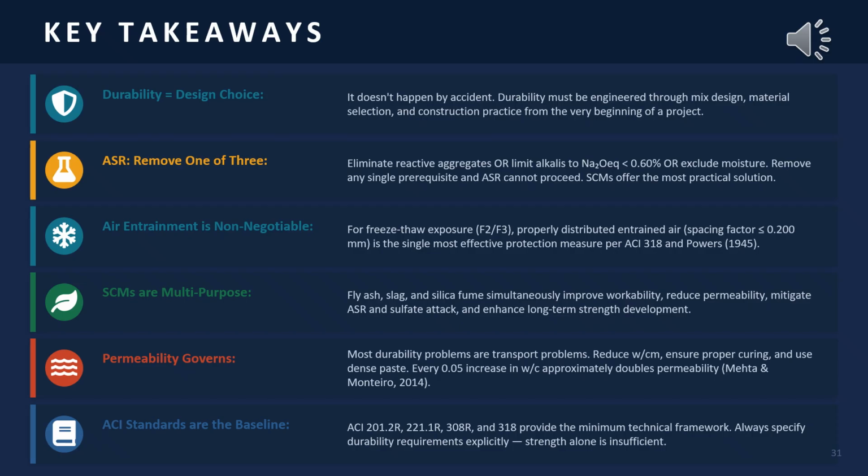So, when you only specify compressive strength in your contract document, strength alone is a poor proxy for durability. As engineers, you are responsible for the structures you design. They will serve communities for 50 to 100 years or fail prematurely at great cost. Durable concrete is sustainable concrete, and sustainable concrete is responsible engineering.